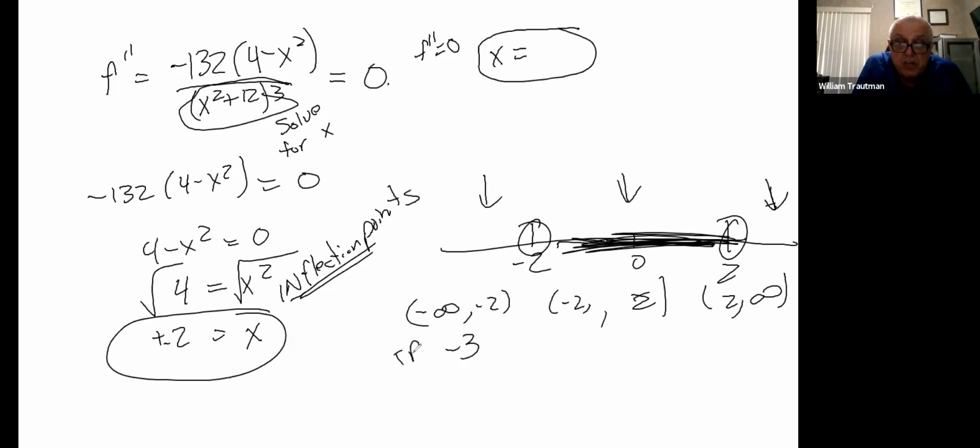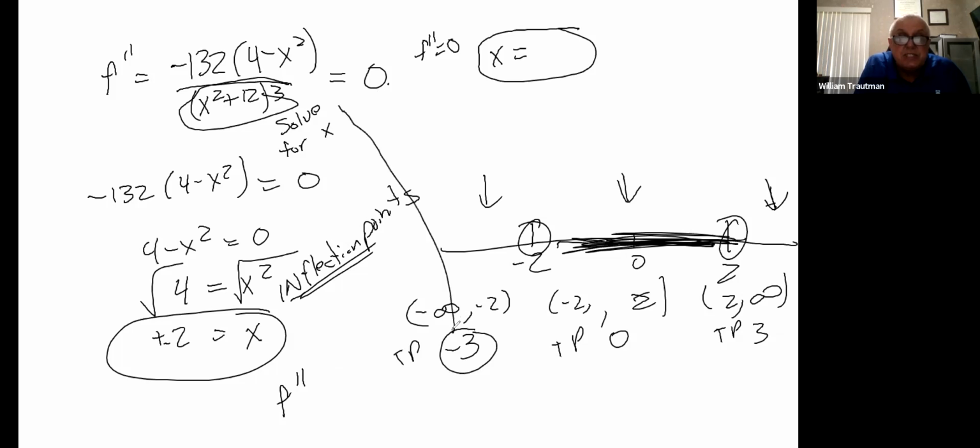So we're going to do test points in all three of these. I'm going to do a test point of negative 3, a test point of 0, and a test point of 3. When we do these test points, we want to find out whether the second derivative is positive or negative. So I'm going to plug negative 3 into f prime prime. Negative 3 squared is 9. 4 minus 9 is negative 5. Negative 3 is a negative. Negative times a negative on top is a negative. Once again, I don't care what the numbers equal. I know the top's negative. If I plug negative 3 down here, I get a positive number. So this ends up being a negative number.